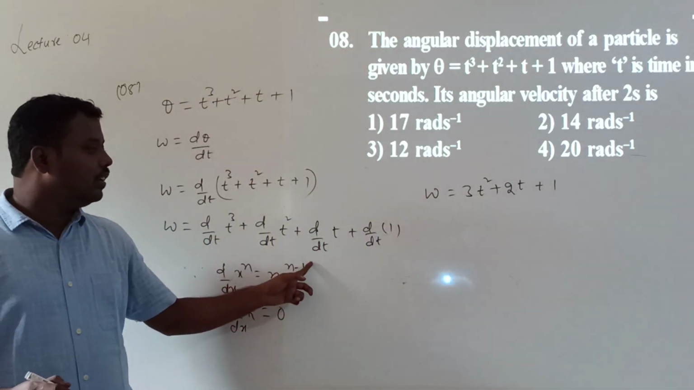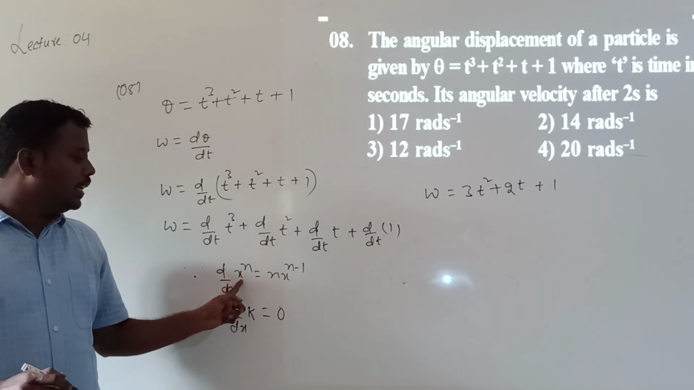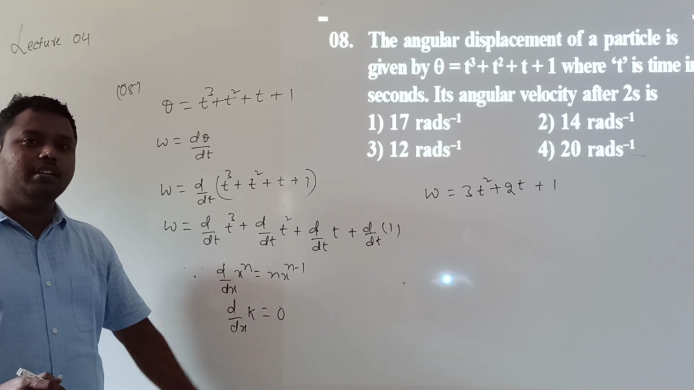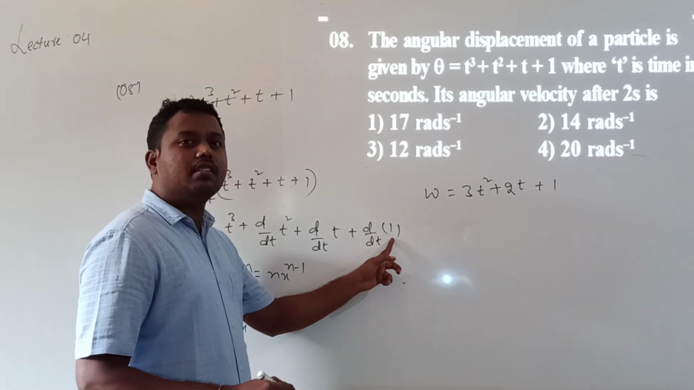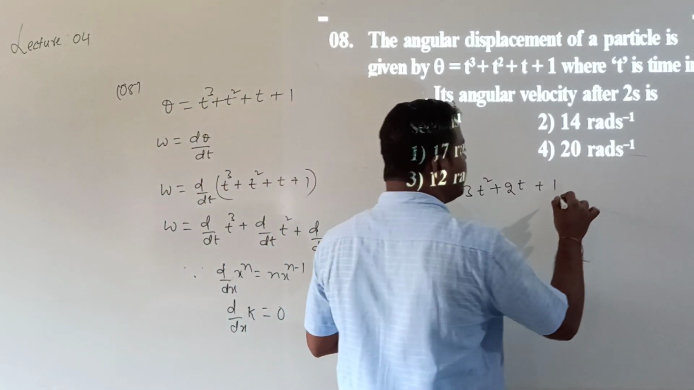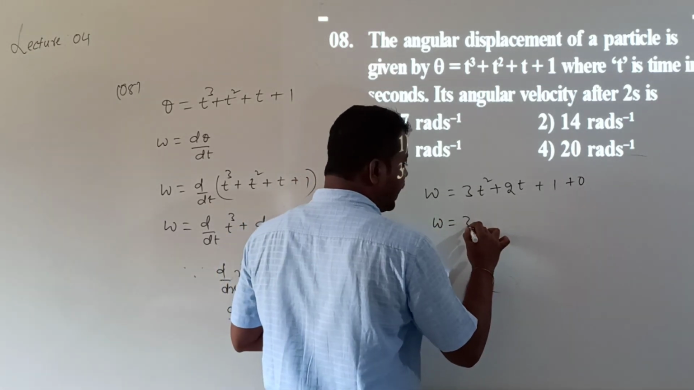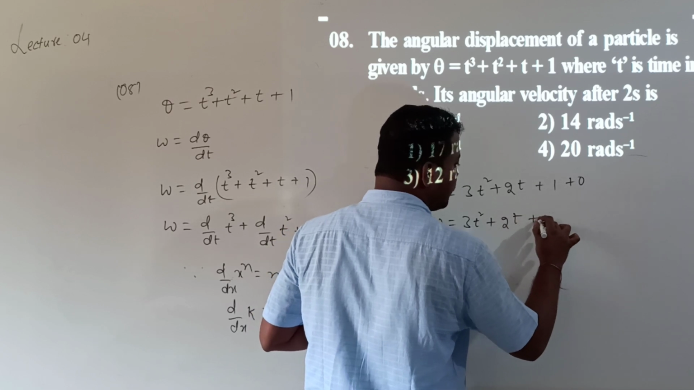Why is it 1? As per this formula also, if nothing is written it means 1. So 1 into t power 1 minus 1, that is t power 0, and something power 0 is equal to 1. Then we get 1. And d by dt of 1, it is a constant. The derivative of a constant is equal to 0. Therefore, omega is equal to 3 into t square plus 2 into t plus 1.